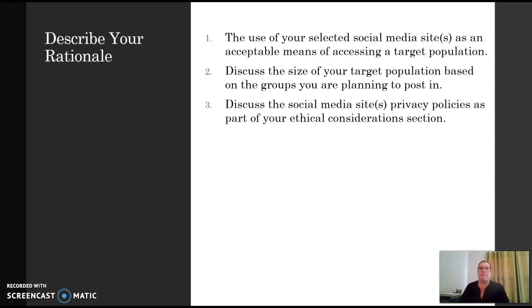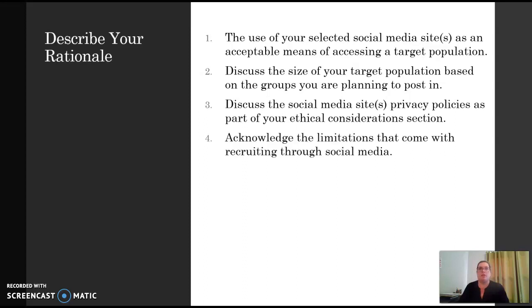You will need to discuss the privacy policies for each of the social media sites, particularly in your ethical considerations section. So protecting confidentiality of all of your participants, this is where you would bring in a discussion of the privacy policies.